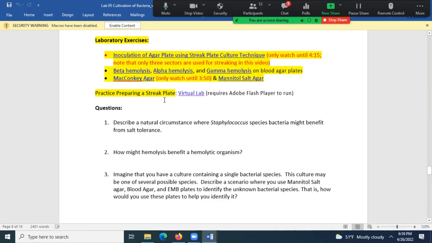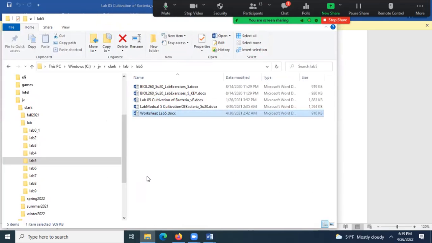Then watch a video on beta hemolysis, alpha hemolysis, and gamma hemolysis. Then watch a little video on McConkey's agar. Watch only to 3 minutes and 50 seconds, meaning the movie, you don't need to watch all of the movie. So watch it to 3 minutes and 50 seconds.